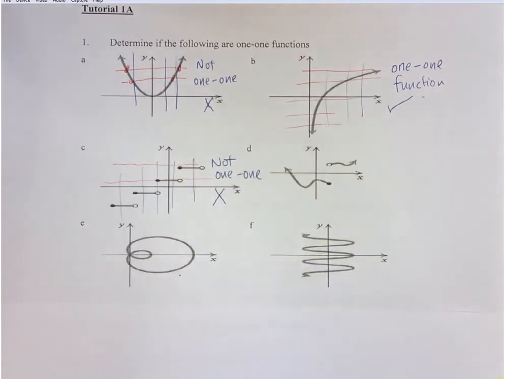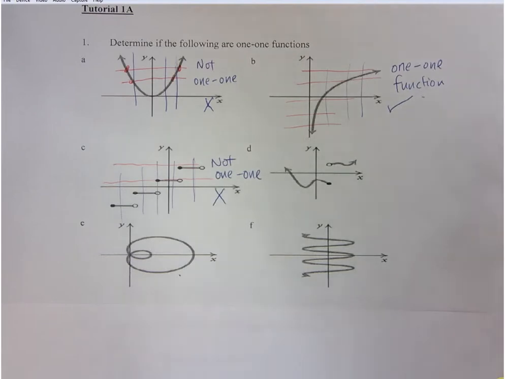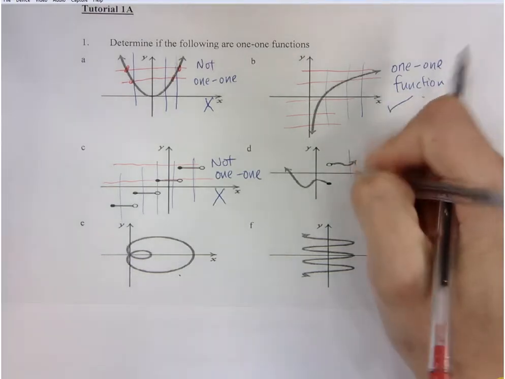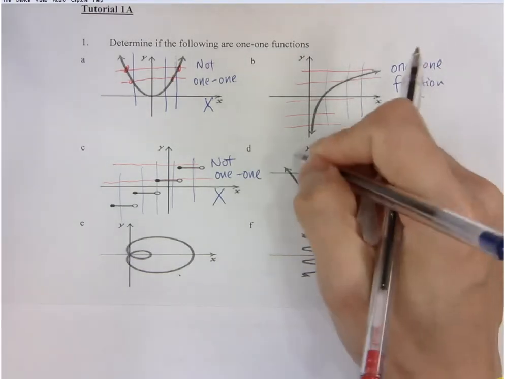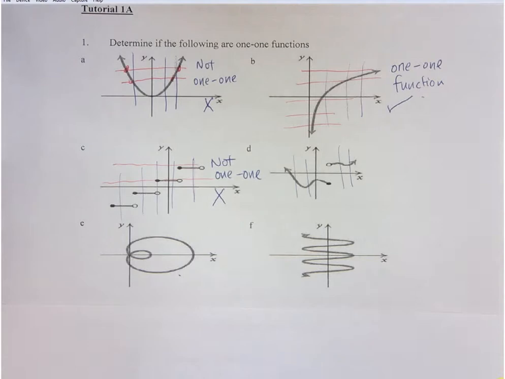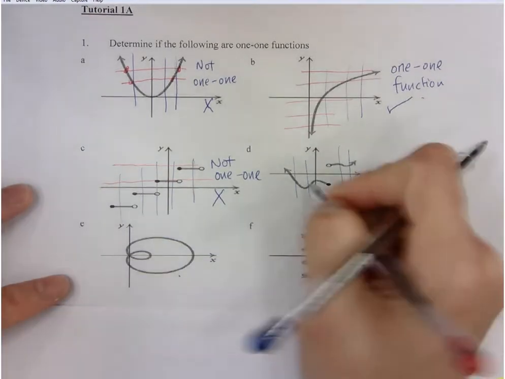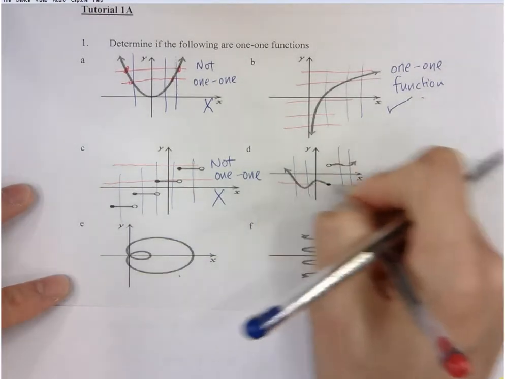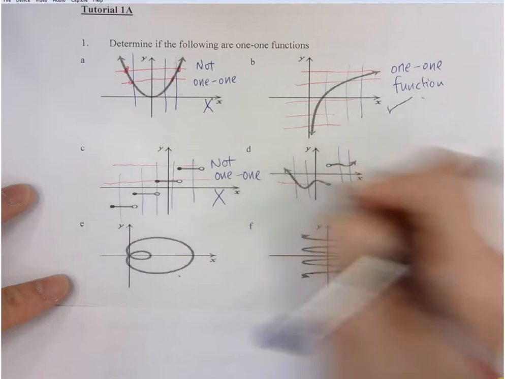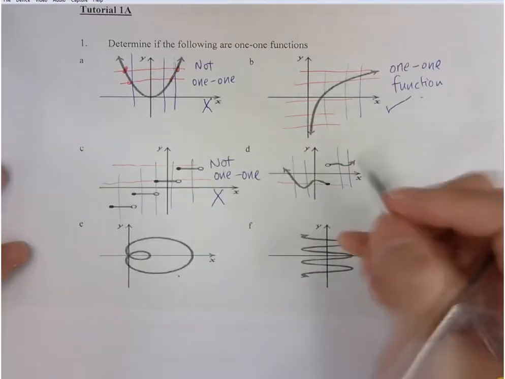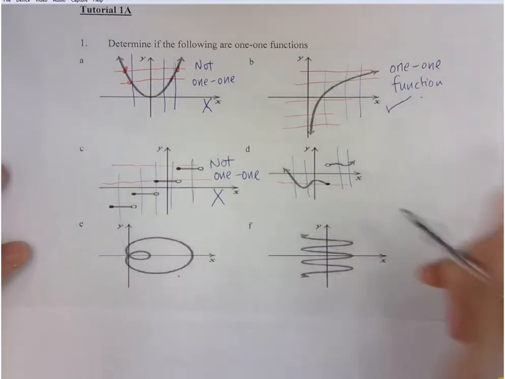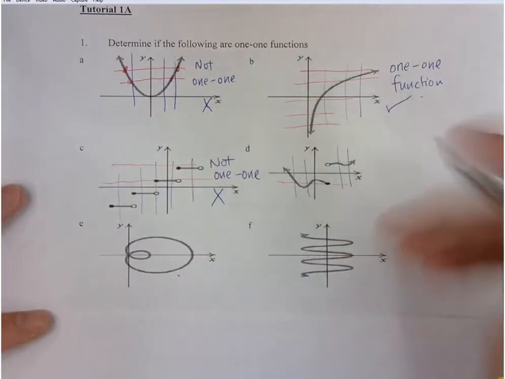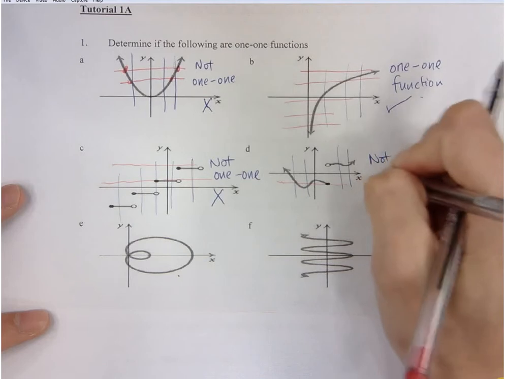Let's move on to part D. So part D, again, by now it should be quite obvious to you that in the vertical line test it is a function. However, when you do the horizontal line test, in particular this line here, it will cross the curve at more than one intersection point. So again, this is not a one-to-one function.